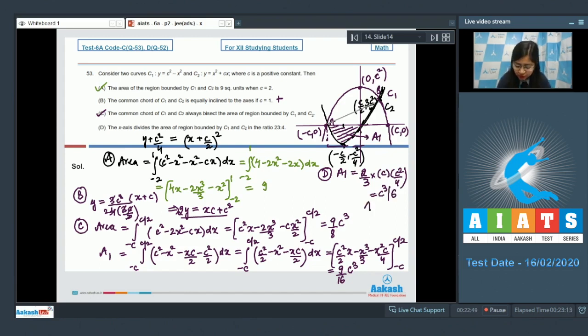Now we know the total area also, that is 9/8 c³. So if we find A1 by A, that is equal to 1/6 divided by 9/8. So this is 4/27. So we can see that A2 by A1 will definitely be equal to 23 by 4. So D is also correct. So ACD is the required answer.